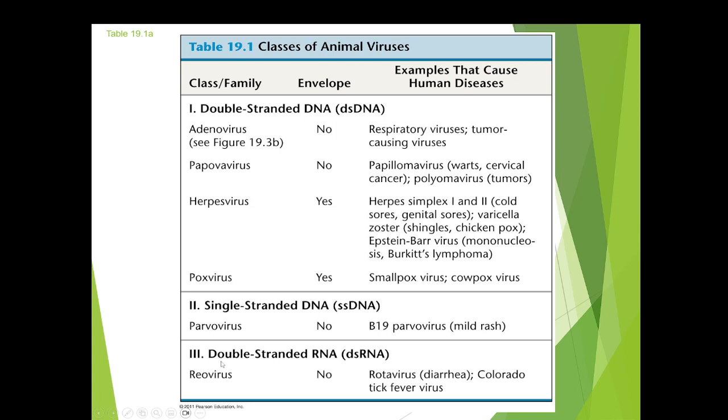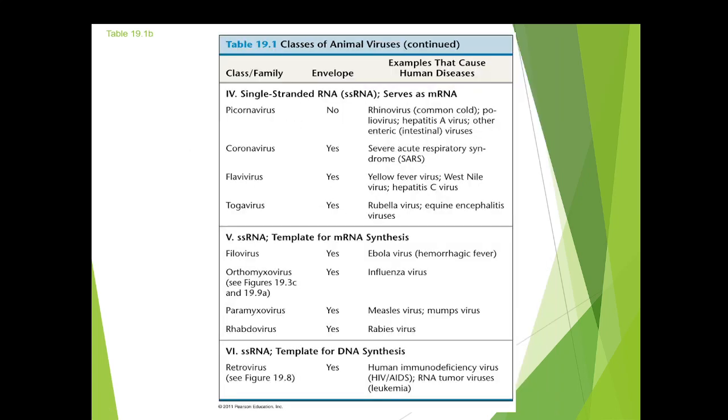By the time we get into class 3, we've moved on to RNA viruses. And the first one is a reovirus here, like a rotavirus that causes diarrhea, or Colorado tick fever. And so that's a double-stranded RNA. Now, how can RNA be double-stranded? We talked about it's mostly single-stranded. Well, yes, but when it folds back on itself, it becomes double-stranded RNA. And so, again, it still has a capsid, no envelope in this particular case, but class 3 are double-stranded RNA.